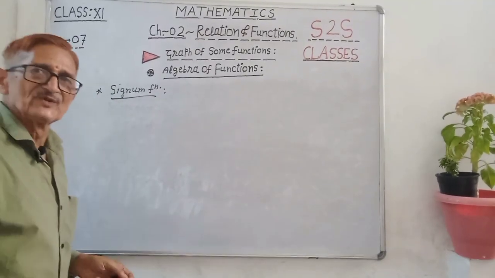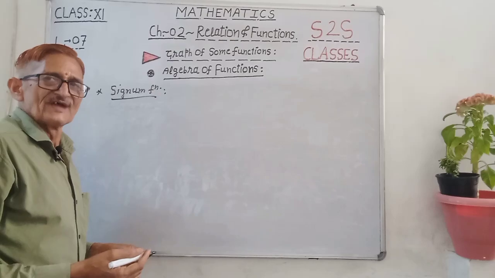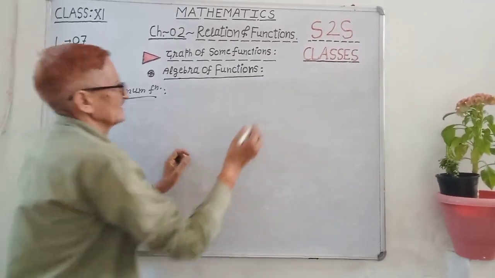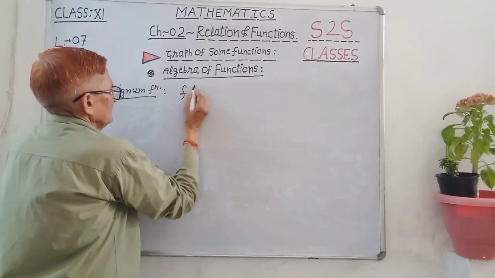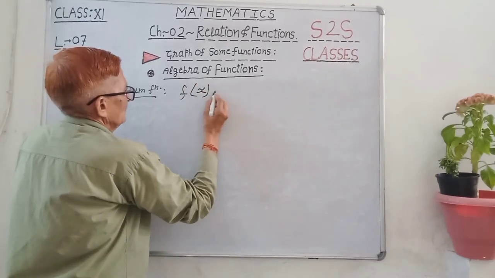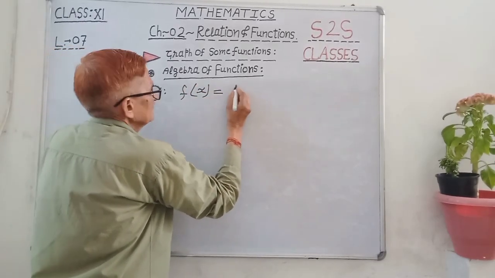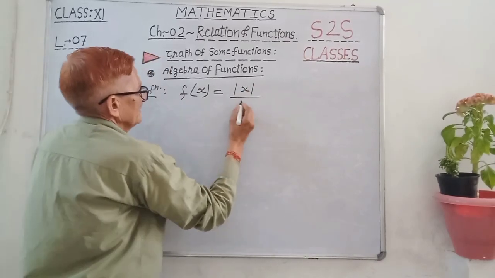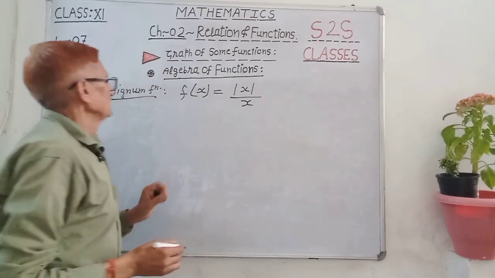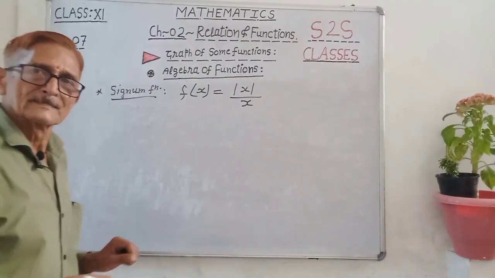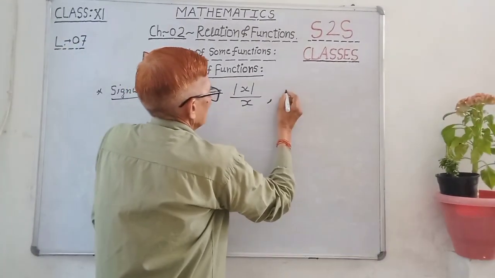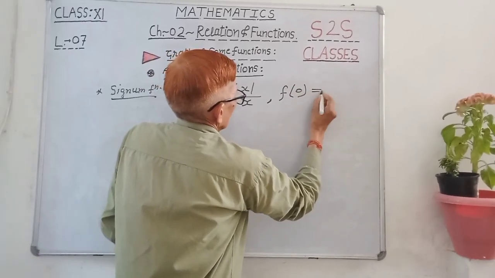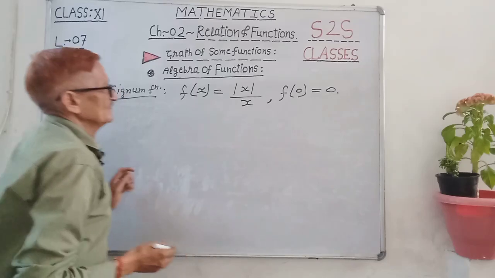Signum function, also pronounced signum, but the pronunciation only, SIGNUM, signum function. What is that? This is f(x) is equal to modulus x upon x, the definition I told. This is the signum function. And here it is given that f(0) is equal to 0.